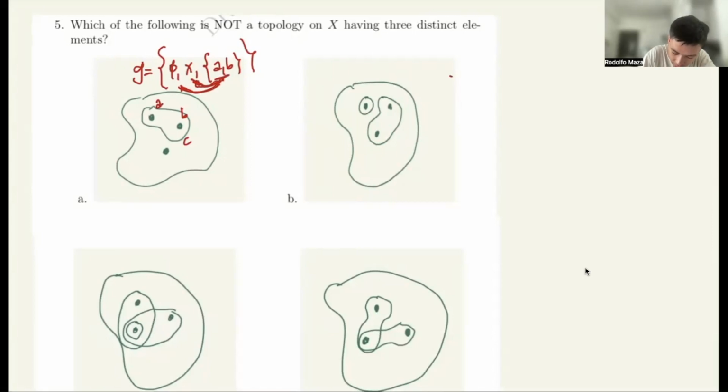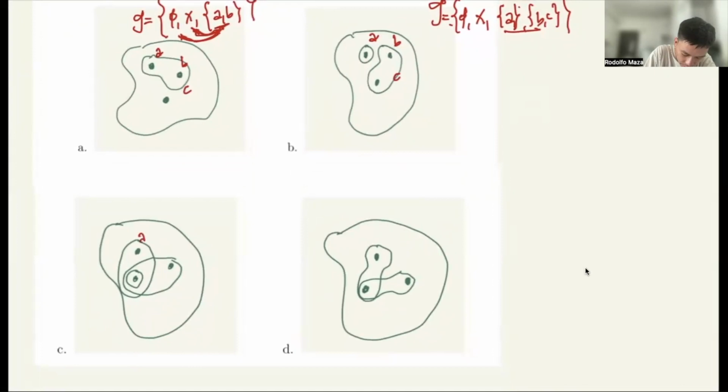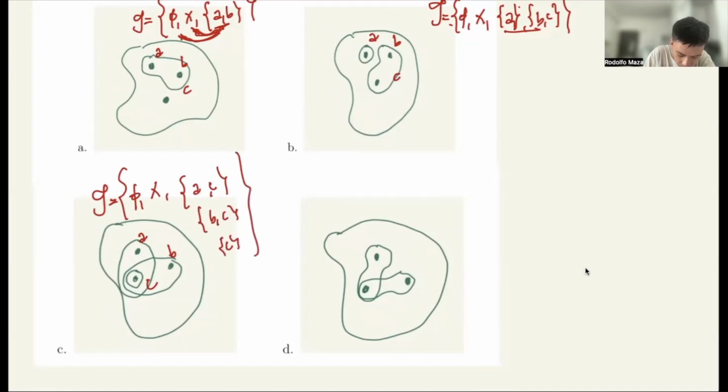And for this letter B, so kunyari ito yung A, B, at C. So your tau here is the empty, the X, the A, and the BC. So if you take the union sa dito, magiging X. If you take the intersection, magiging empty. So that's correct. For letter C, kunyari, this is A, B, and C. So yung tau mo is the empty, the X, the A, C, the B, C, and the C mismo. So if you take the union of these three, A, B, C. If you take the union of these two, A, B, C pa rin. If you take the intersection of this, C, andito. Yan. So, therefore, it's a topology.